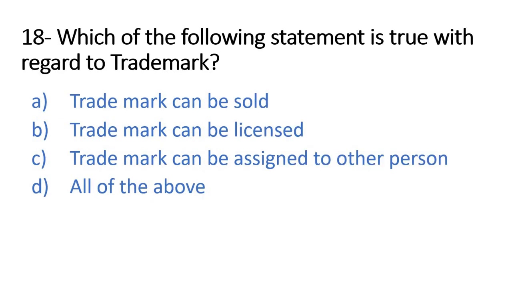Here is the next question. Which of the following statement is true with regard to trademark? So, you need to choose the right true statement here. The first option is trademark can be sold. Second is trademark can be licensed. Third is trademark can be assigned to other person. And the fourth is all of the above are correct. Choose the right answer. It's option D. All of the above statements are true.